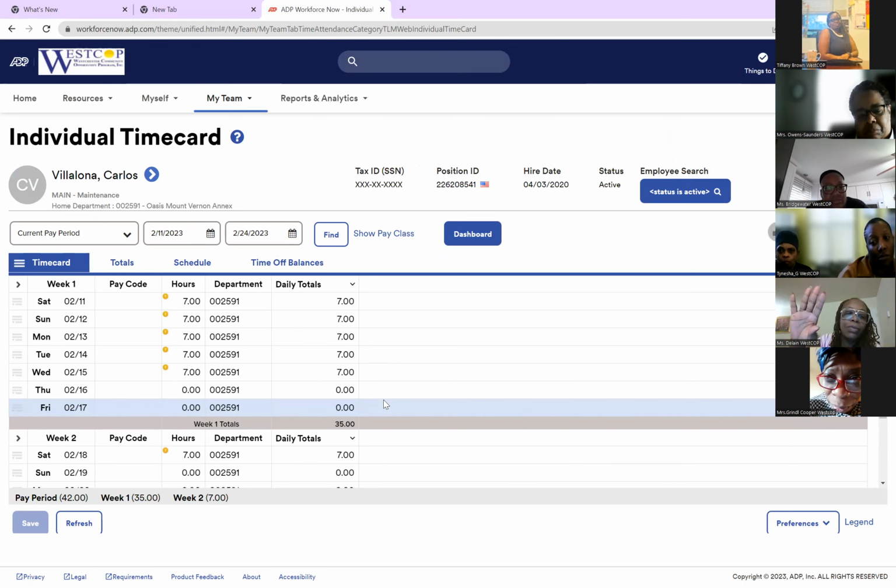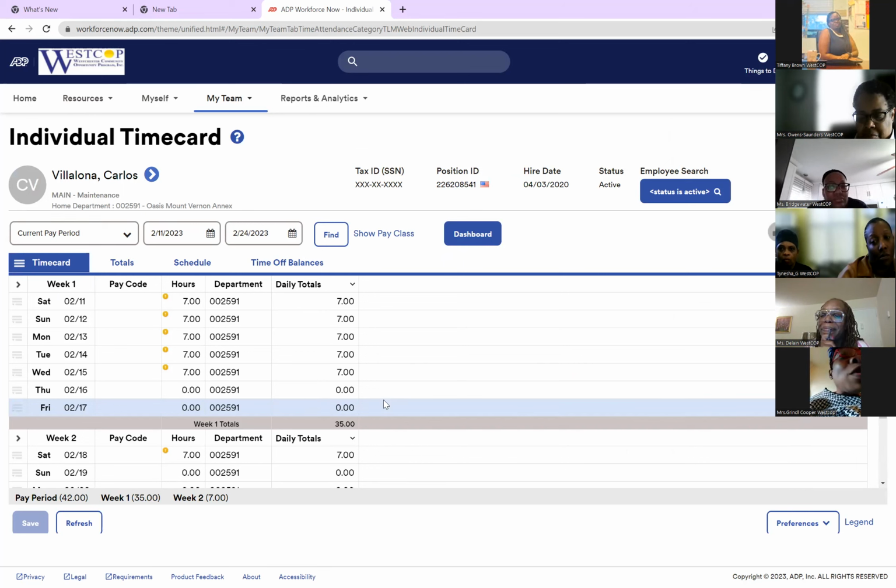I mean, not the highlighted ones. The 3 grievance in that one day. Yep, that is correct. So when she comes to you complaining that she doesn't have a check, because you notice, what's going to happen next? Okay, Carlos Villalona, explain.